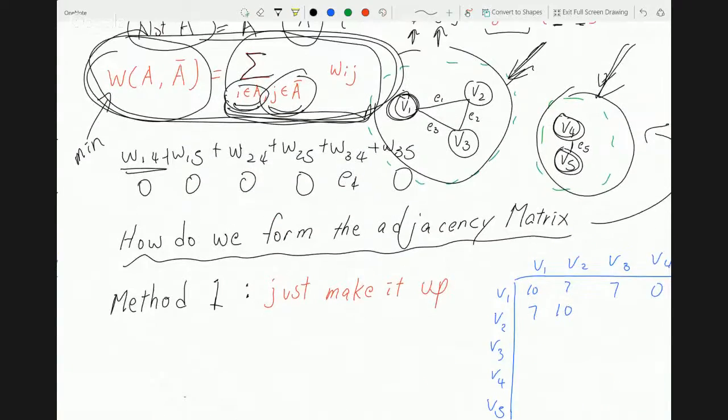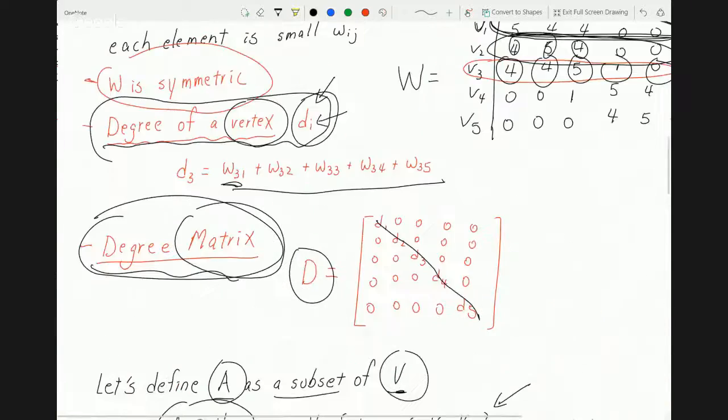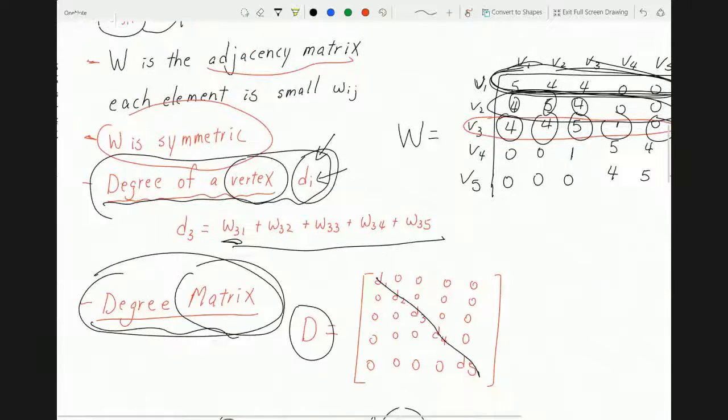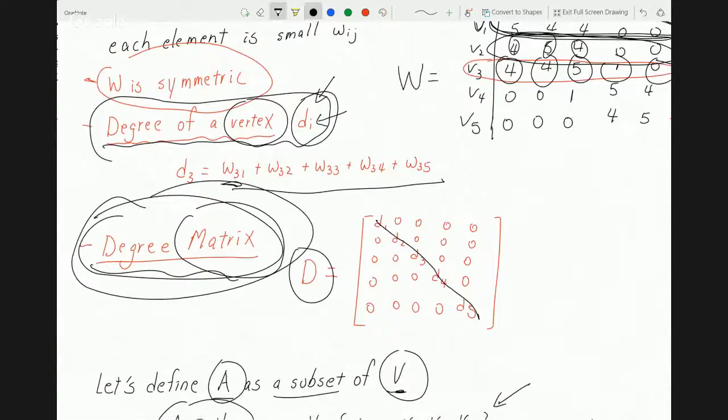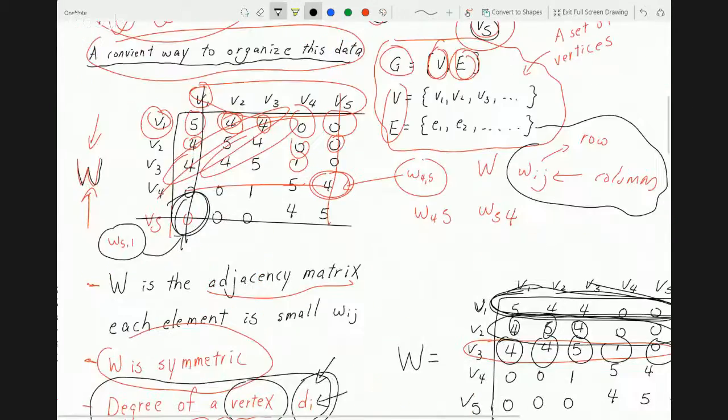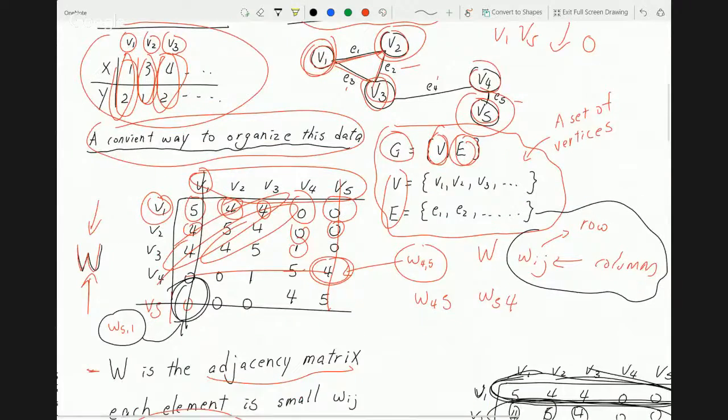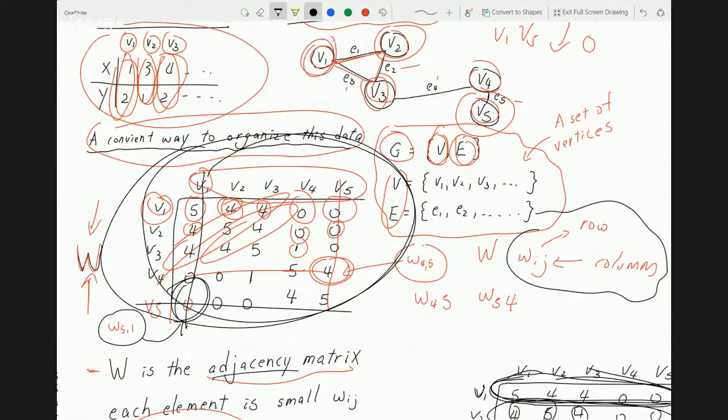Now that we've gone through a lot of the vocabulary, how do we go about finding this degree matrix? Not degree matrix, sorry, adjacency matrix. Right here, adjacency matrix, which essentially tells you the weights of each vertex. How do we go about finding that?